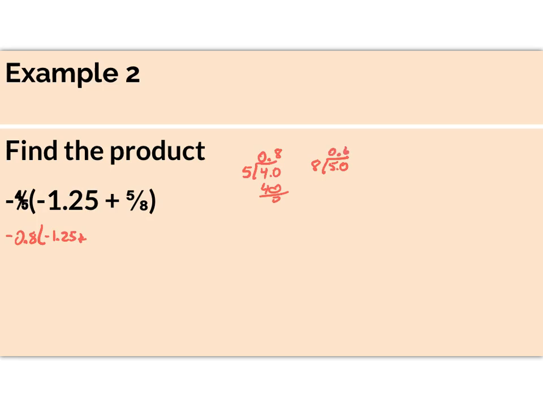5/8 is 0.625. So we have -1.25 plus 0.625. We're subtracting because the signs are different. 2 can't multiply 6, so we have to borrow 1 from here, and that's 6. Take the sign of the larger number.